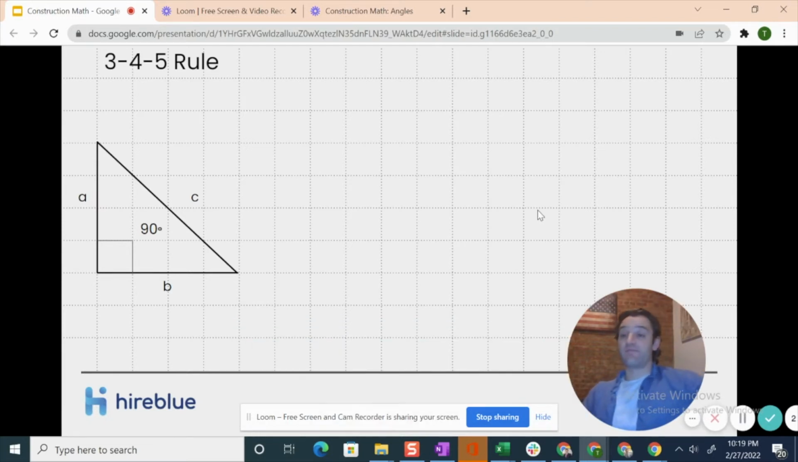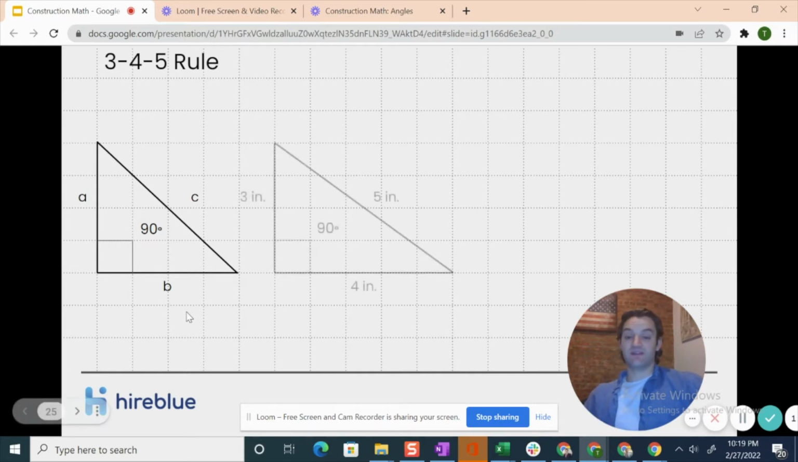So the 3-4-5 rule is a really handy trick that has been used in construction for hundreds of years, honestly, before calculators were a thing, before rulers were a thing. It's a simple rule of thumb for right triangles that basically states that triangles with multiples of 3, 4, and 5 units are always going to be the same ratio as a 3-4-5 ratio.